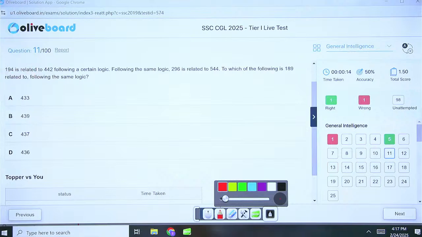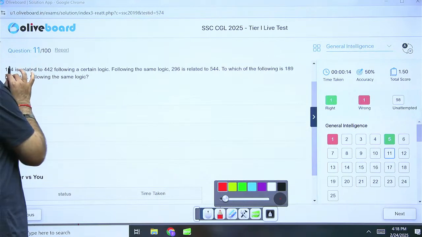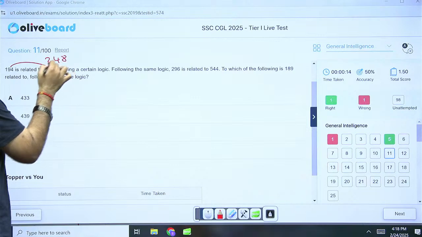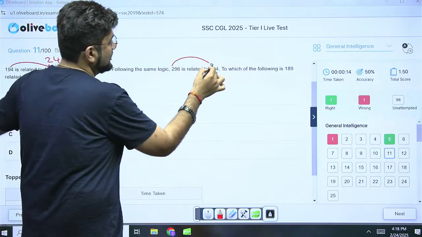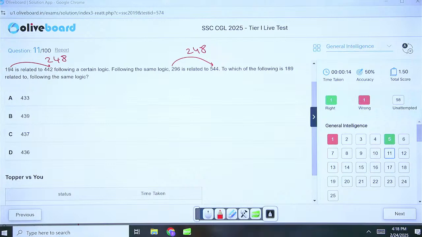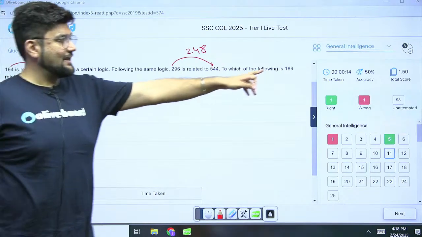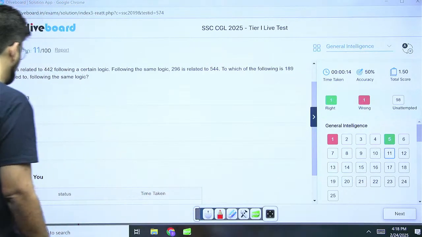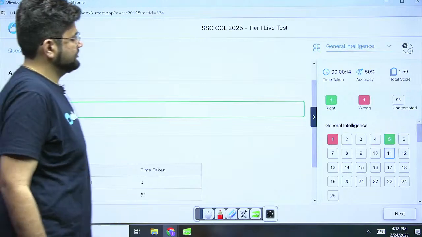Okay, what is going on here? Just simply check the difference, nothing else. You will get 248. Check the difference again, you will get 248 again. So simply add 248 to 189 and you get 437. Don't even have to add, you just add 8 and 9, you will get 17, 7 in the units digit. Option C becomes your correct answer. Can't get any simpler than this.